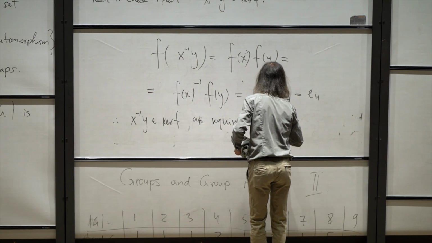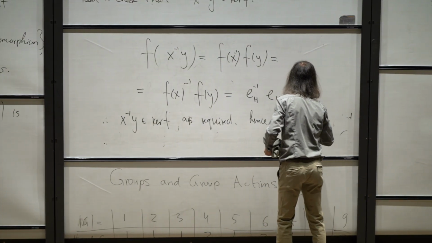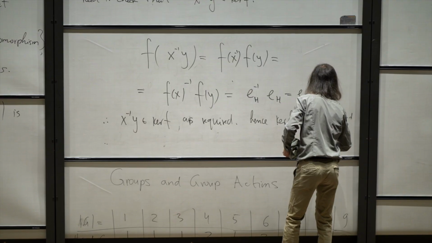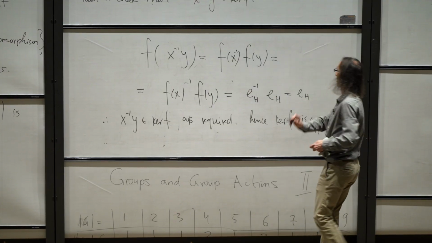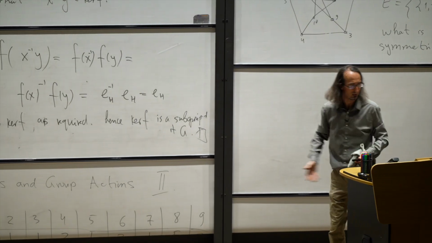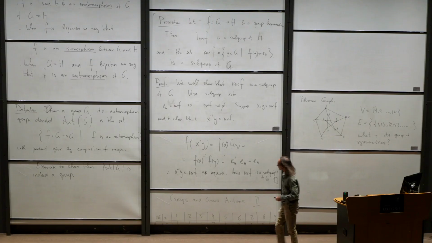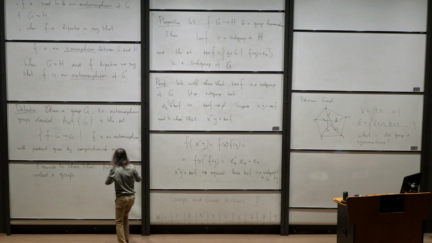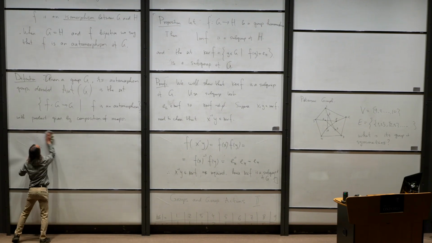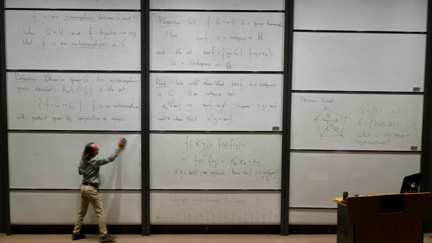Hence, the kernel of F is a subgroup of G. And as I said, for the image of F, it's entirely the same. Yep. So far, so good. It looks very similar to vector spaces indeed.